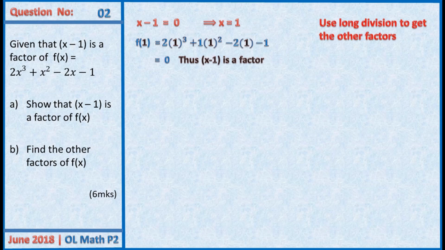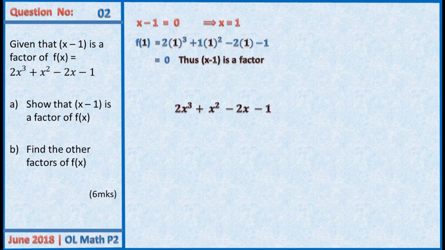The next thing is to look for the other factors. That's the B part of the question. In this case, we are going to use long division, that is the division of polynomials. So we have this polynomial divided by the factor which we already have, x minus 1. Dividing, 2x cubed divided by x gives us 2x squared. Now 2x squared times x gives us 2x cubed, and 2x squared times minus 1 gives us minus 2x squared.